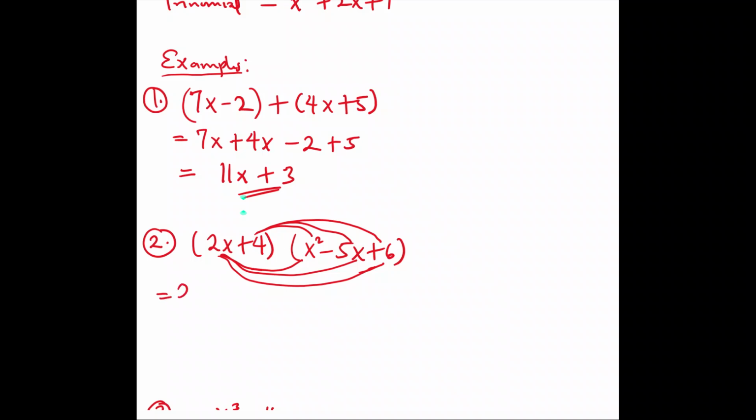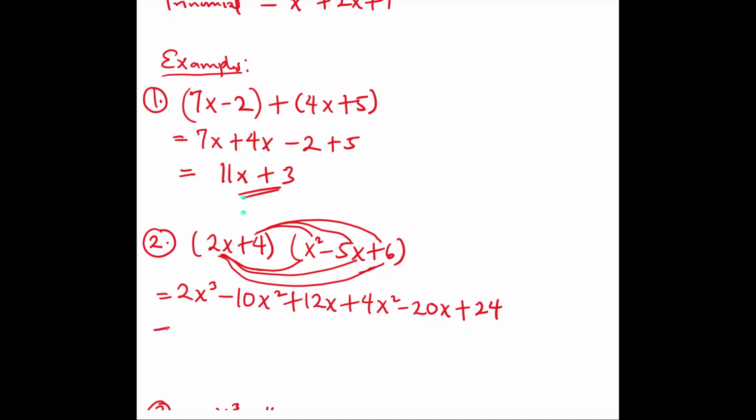So 2x times x squared is 2x raised to power 3. 2x times minus 5x is minus 10x squared. Okay, 2x times plus 6 will give us plus 12x. We have 4 times x squared is plus 4x squared. 4 times minus 5x is minus 20x, and then we have plus 4 times plus 6 is plus 24.